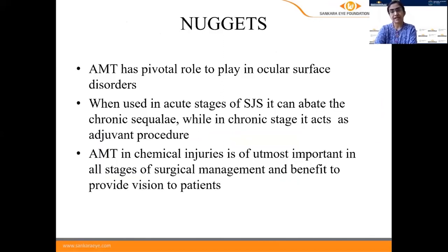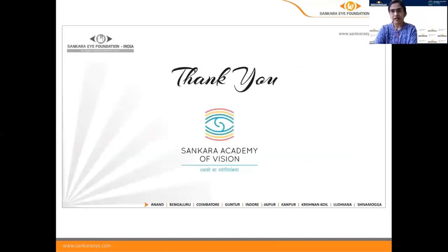So to conclude, amniotic membrane plays a pivotal role in all surface disorders, both in Stevens-Johnson syndrome as well as chemical injury. In acute Stevens-Johnson, it helps in preventing chronic sequelae, whereas in chronic disease, it acts as an adjuvant procedure. And in chemical injuries, in every stage, it has a very important role, and it can be a source for providing good vision to the patient when timely done. So thank you. With this, I close my talk, and I would be open for questions.